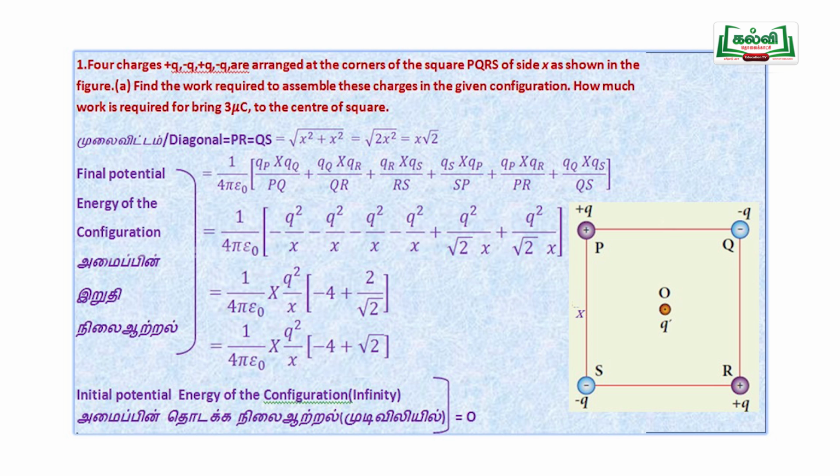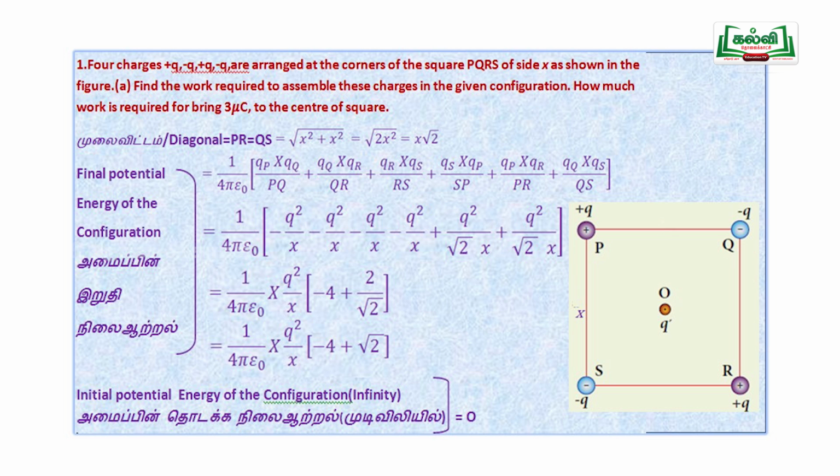Similarly, for Q and R, similarly for R and S, similarly for S and P. In addition, you have two more contributions: charge at P and charge at R divided by the diagonal PR, plus the charge at Q and the charge at S divided by the diagonal QS.